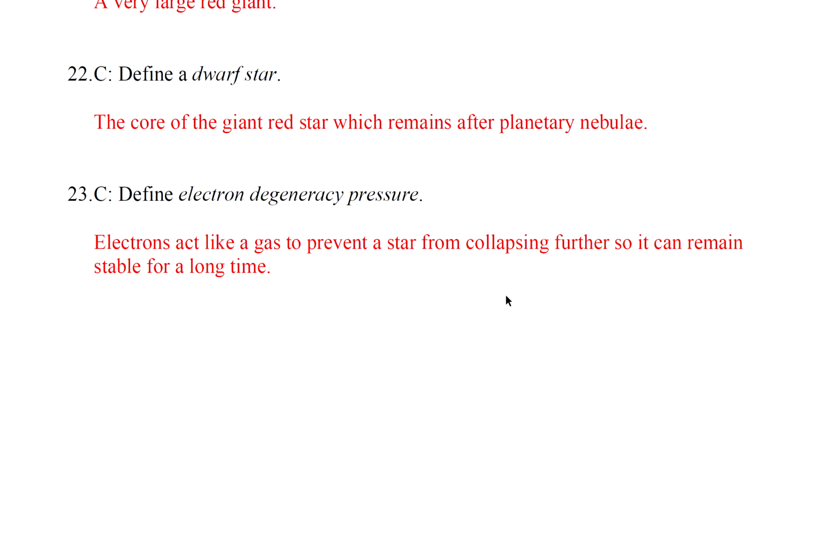Question 23. Define electron degeneracy pressure. Electrons act like a gas to prevent a star from collapsing further so it can remain stable for a long time.